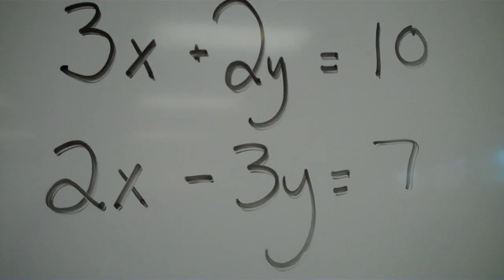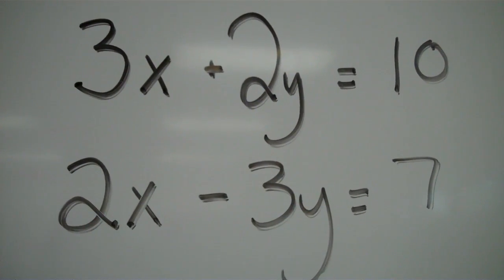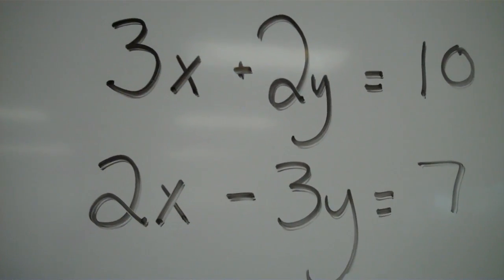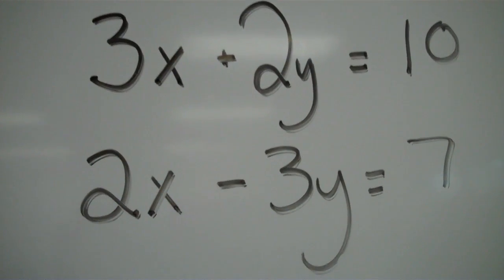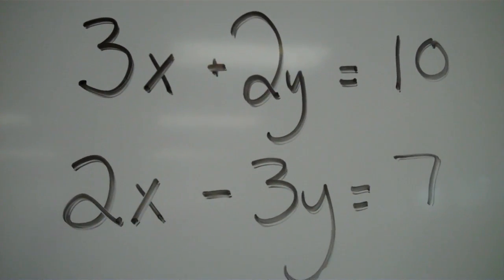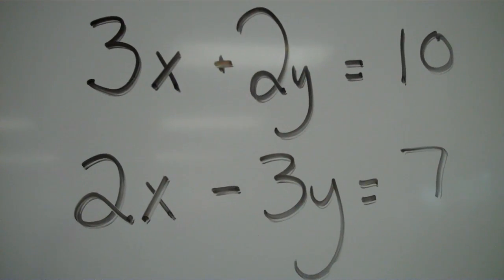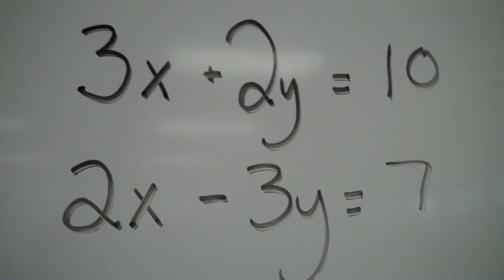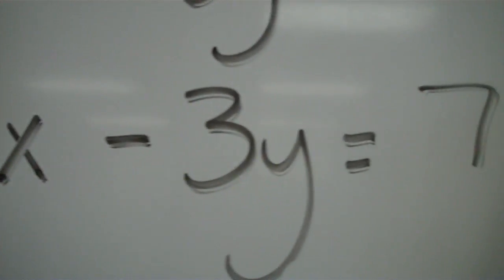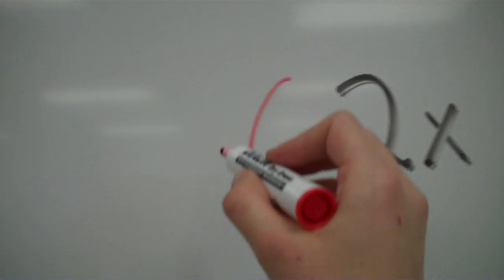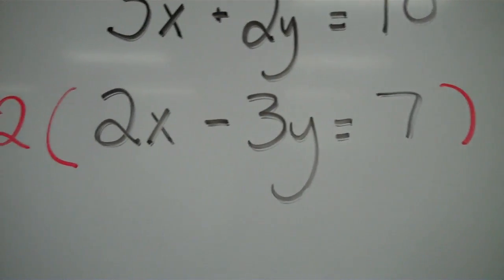So we have options like 6, we have options like 12, 24. I'm going to choose 6 just so that it's a little bit easier. And you have your choice of deciding if you would like to eliminate your x's or y's. I'm going to decide to do the y's because they're already in opposite signs of each other, but you're more than welcome to do the x's as well. So I'm going to choose to multiply this whole entire equation by 2.